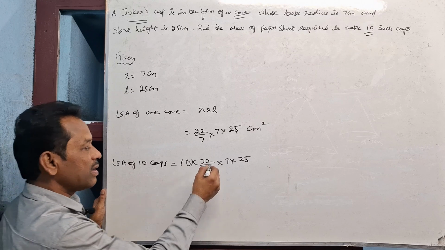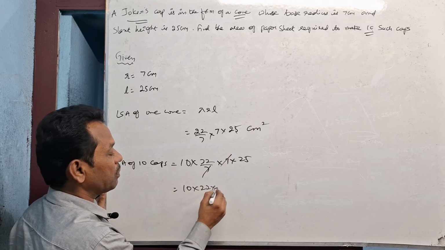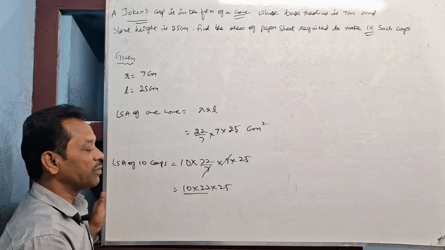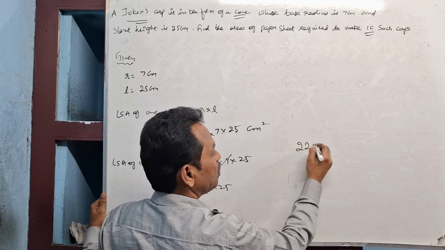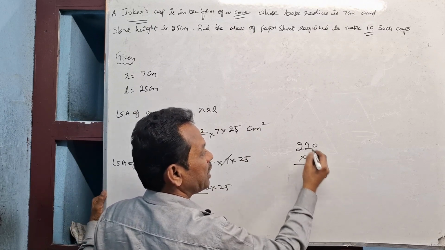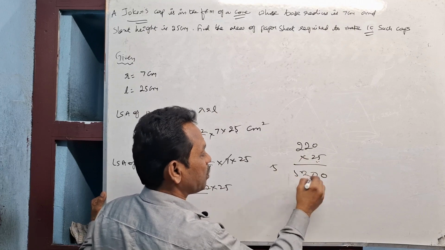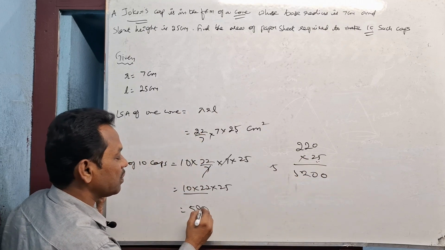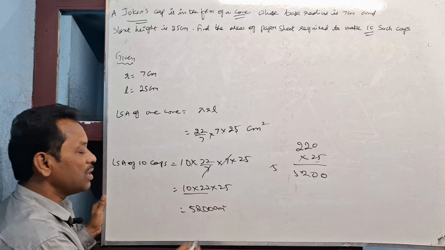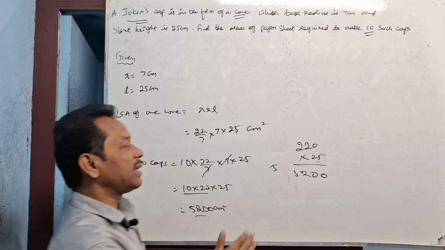Let me simplify. 7 will get cancelled. So we have here 10 into 22 into 25. 10 into 22 is 220. 220 multiplied by 25. So 25 0s are 0, 25 2s are 50, 25 2s are 50, 52. So we will get here 5200 centimeter square. Sure, this much area of paper is needed to make 10 caps.